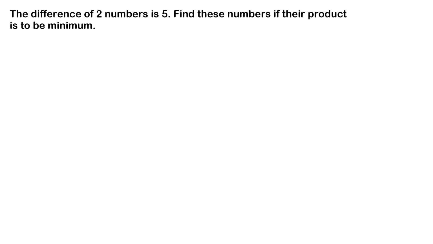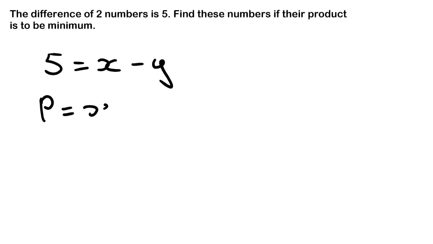So the difference of two numbers is 5. Find these numbers if their product is to be a minimum. So to begin with, we have a difference of two numbers and it's 5. So we can say that 5 equals some number x minus some number y. Now we want to find their product, so the product is multiplication, so it'll be x times y.